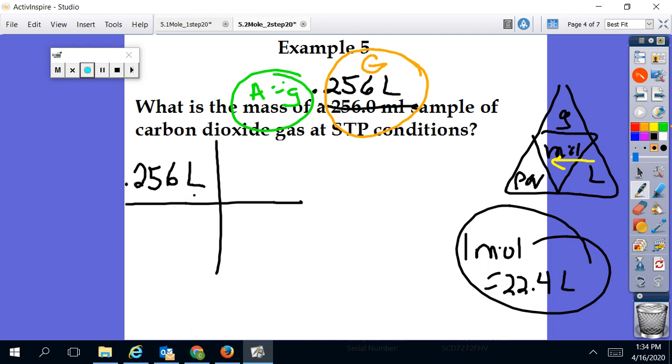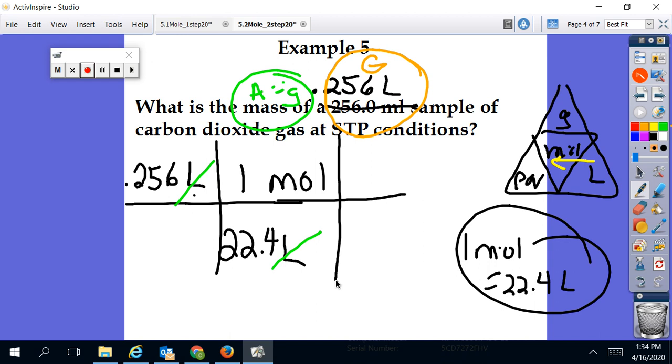Liters is in the top left, so liters has got to go down here, and mole goes up here, because my first step is to get out of whatever given units I have and get it into moles. So then I put 22.4 next to the liters and 1 next to the mole, and that's going to cancel out my liters. You should be okay with that so far. Now we have to add a new train track because we're in 2 steps. Now my new given is moles, which means moles has got to go down here.